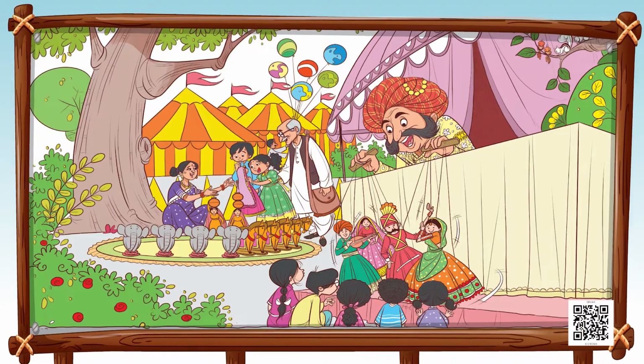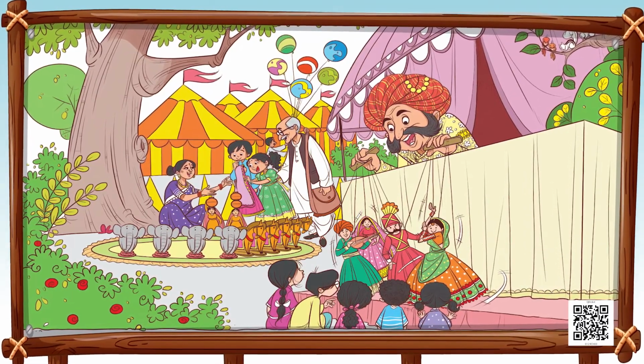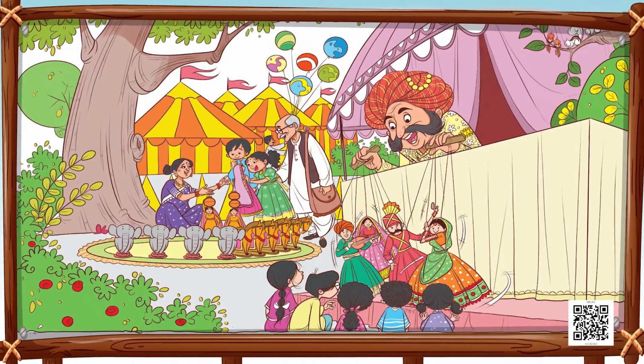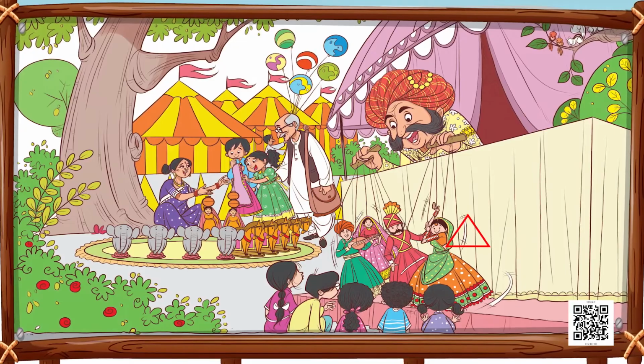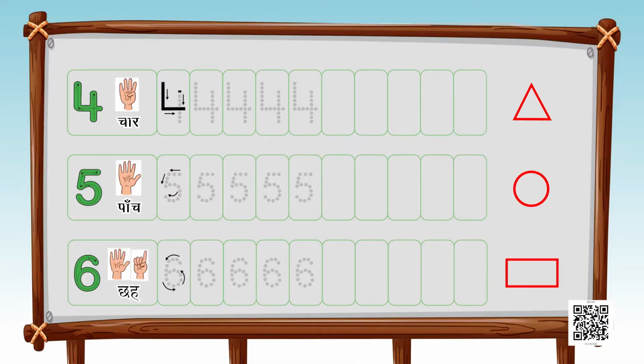So now draw a triangle around the objects which are 4 in number. So look at the picture and write down 4 on your sheets. So for example, we have 4 puppets, right? So what do we do? We draw a triangle and write the number 4.